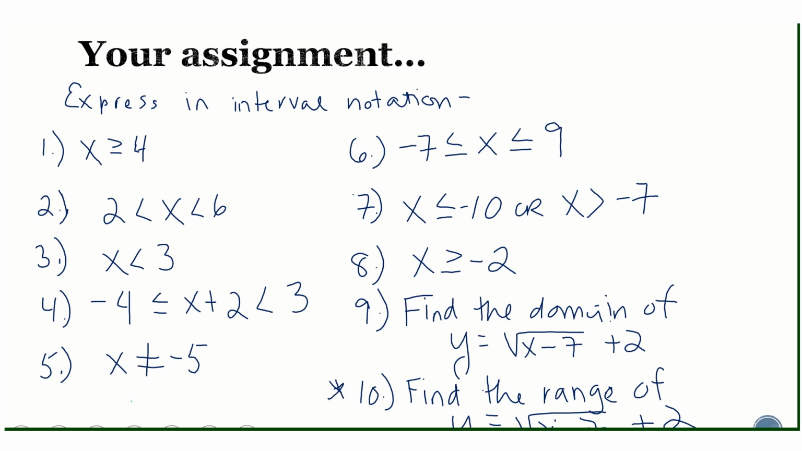oh, it won't let me erase the asterisk. Find the domain of y is equal to the square root of x minus 7 plus 2. And I'm not totally sure that's showing. I had to like clip what I wanted this to take a video of, and I think that bottom one got a little cut off there. But number 10, find the range of the same function, y equals the square root of x minus 7 plus 2. So you're going to find the domain and the range both of that particular function.